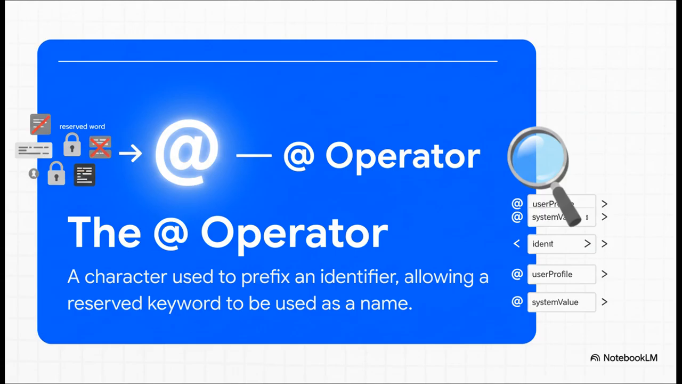But what if you absolutely have to use a reserved word as a name? Maybe you're trying to match a field name from some other system. Well, IRL actually gives you a little escape hatch, the @ operator. If you put that @ symbol in front of an identifier, you're basically telling the compiler, hey, I know this looks like a keyword, but for right now, just treat it as a name. It's a pretty neat trick to have in your back pocket.